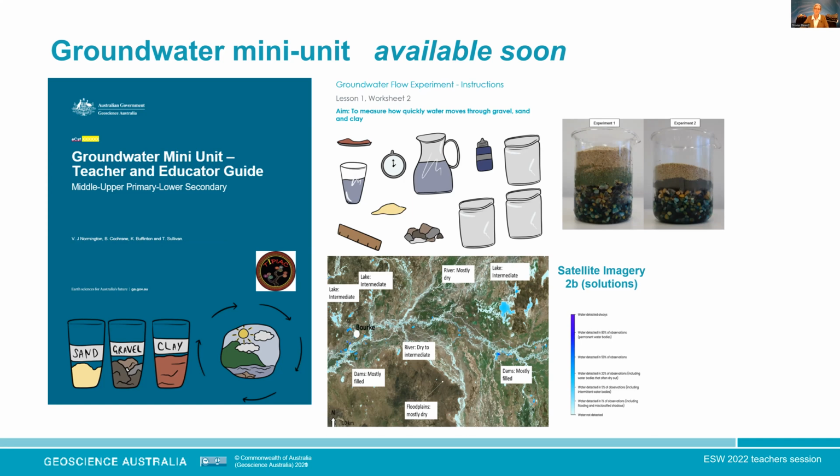Available soon will be a mini unit about groundwater. Now, often when you're teaching about the water cycle, there's very little mention of groundwater, but it's a really, really important thing. And this is a couple of lessons with practical activities, and then another lesson where you're using satellite information about surface water to help to image and understand what's showing up on Australia's land surface.